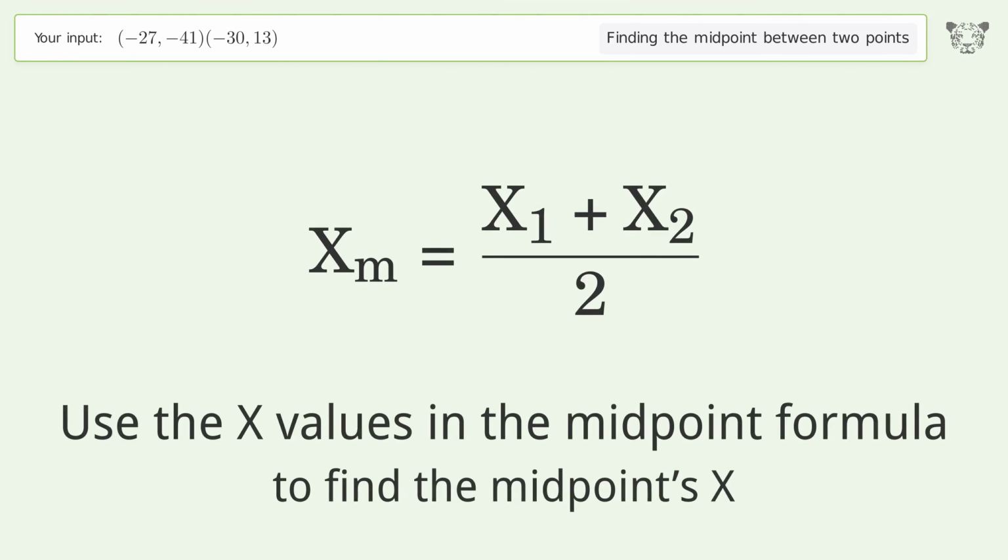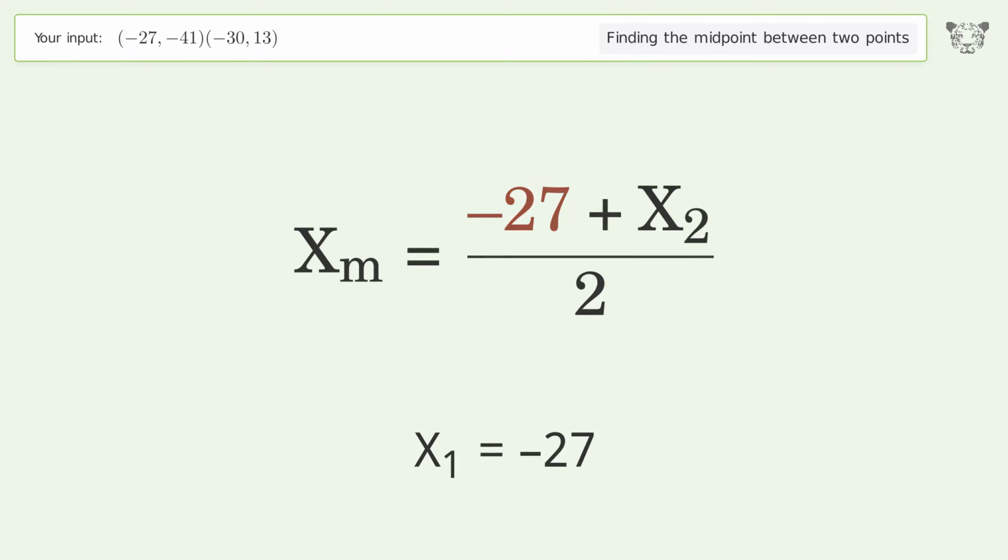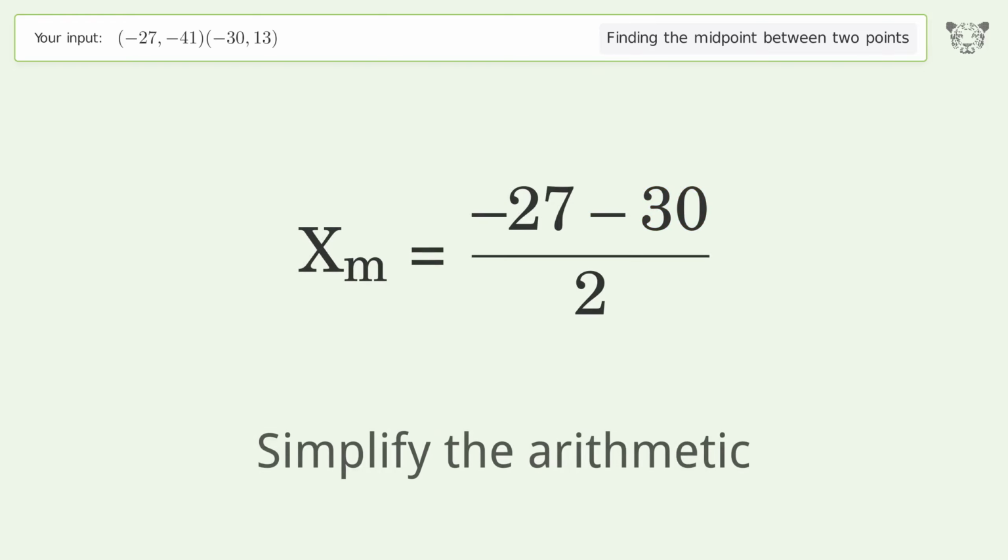Use the x values in the midpoint formula to find the midpoint's x. x1 equals -27. x2 equals -30. Simplify the arithmetic.